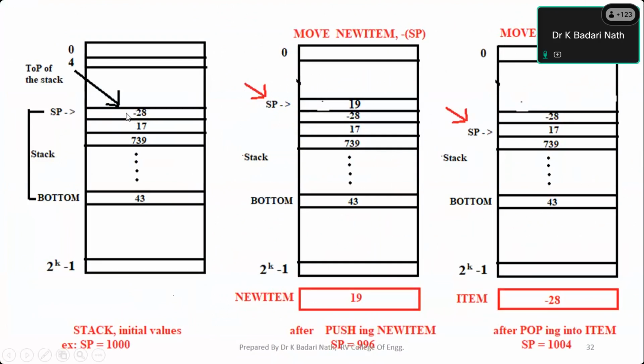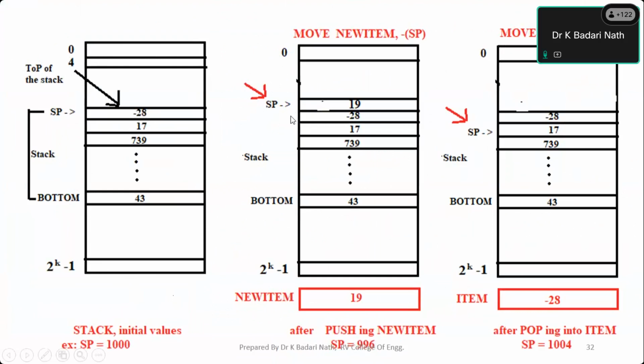The top of the stack value is what? Minus 28. And every word here is a 32-bit word. That's why the address is 0, 4, 8, like that, incremented. Now let's perform the push operation. After pushing the new item, what will happen? When the push instruction is executed, the contents of the stack pointer, which was pointing to the minus 28, will be decremented by 4. So that's why SP becomes 996.